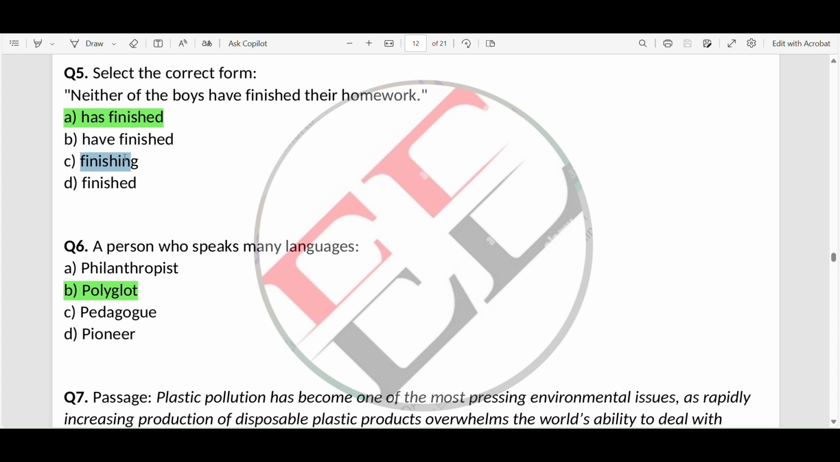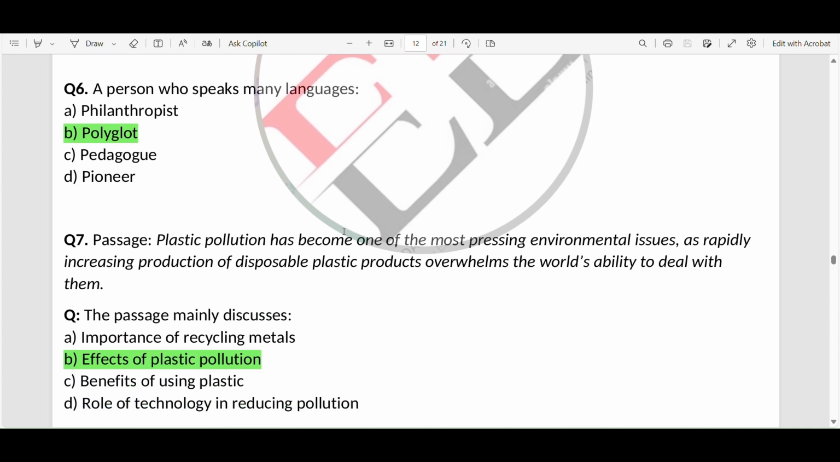Next we have finishing their homeworks. Neither of the boys finishing their homeworks is not the correct one, because when you use neither of the boys, it is past form, so you need to use the v3 form. Finished, without any helping word, we should not use the verb. There should be a helping word before the main verb. So question 5 is also completed.